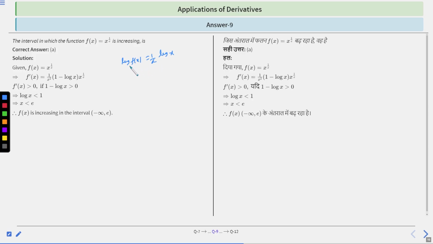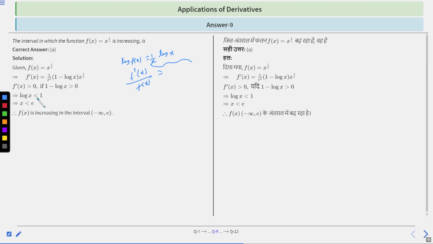And after that, when we differentiate, f dash x upon f(x) is equal to the differentiation of this thing using the product rule, right? And after that you will send this f(x) to the right hand side, which is x to the power 1 by x, this one, right? So after doing differentiation you will get f dash x is equal to 1 by x square into 1 minus log x into x to the power 1 by x, right?